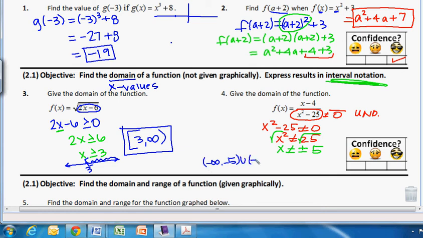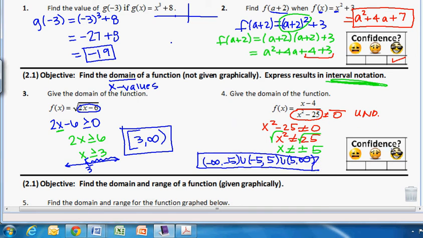Then we can have negative 5 anywhere between negative infinity and 5: 0, 4, 1, 3. That will all work. But then again, 5 won't work. But from 5 to positive infinity, that will all work. So this entire domain will work. The only numbers that will not are going to be a positive and negative 5.